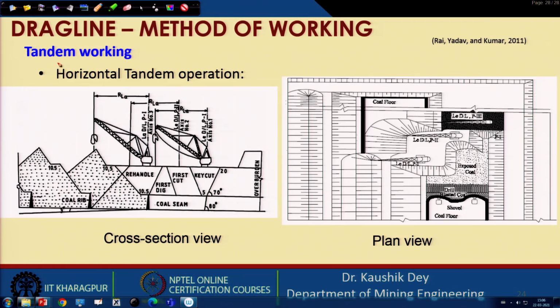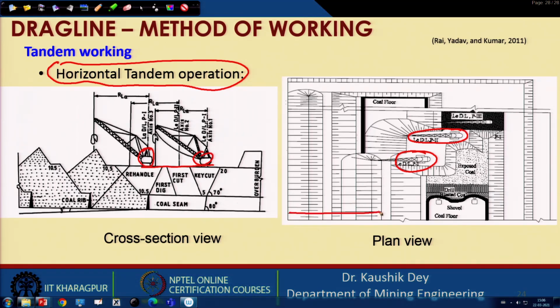This method is of two types, one is horizontal tandem operation. In horizontal tandem operation both draglines are working on the same level. This is the plan view, where this dragline and this dragline are working at the same level, and these are the overburden dumps.